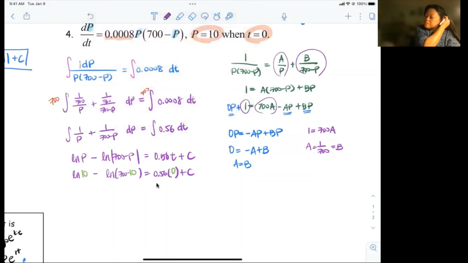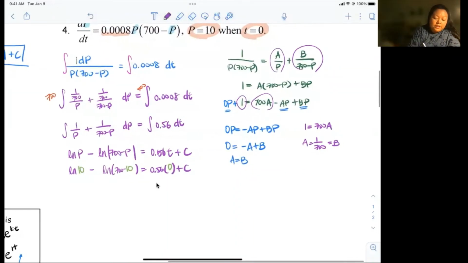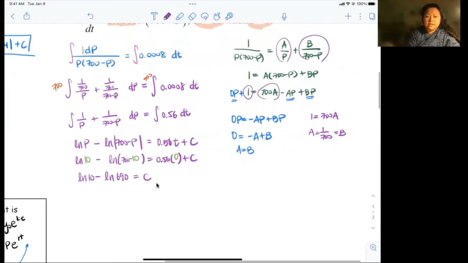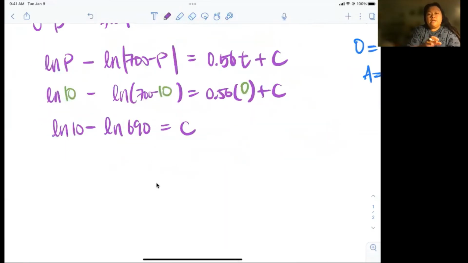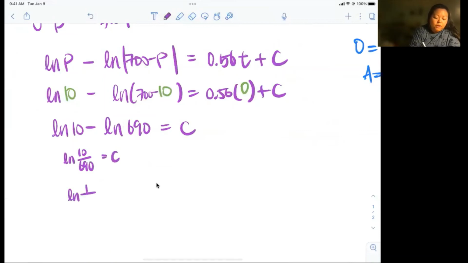Okay, so clean this up. Natural log of 10 minus natural log of 690 equals c, because 0.56 times 0 is 0. If you recall, we did a quick review on the laws of log and natural log. So you can combine the left-hand side into natural log of 10 over 690, which is really natural log of 1 over 69. All right, don't put it in the calculator. You actually want to keep it like that.